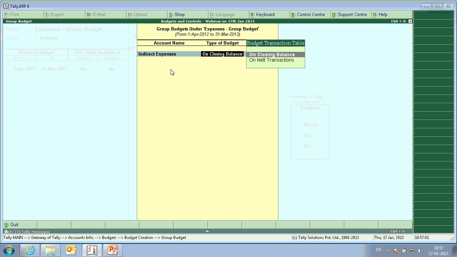The mentioned period here is the year, April to March. So for one year, what will be the budget? That's what I am fixing right now. I have selected indirect expenses. But these two options we need to understand, so don't be in a hurry. We will come back and discuss more on this. Right now I am selecting as on closing balance and fixing that 1 lakh may be my expenses for the entire year. Allen Technologies, are you getting it? Any doubts?